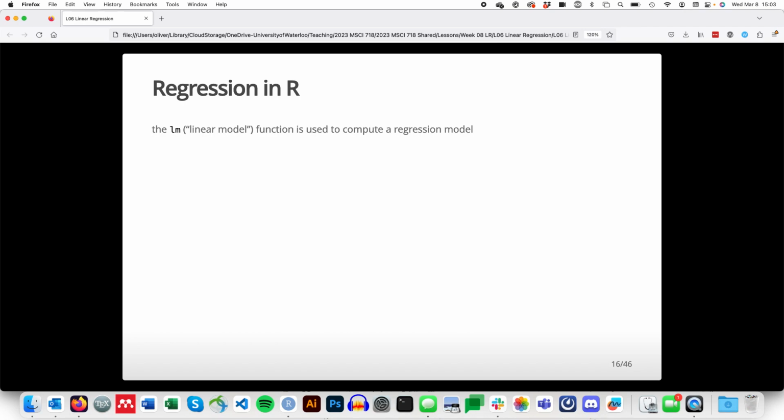Here's how you do regression in R. Has anyone done regression in R? That was weird. There's like one, two people, then suddenly a bunch. Who has never typed in lm in R? Great. We're going to do it today.